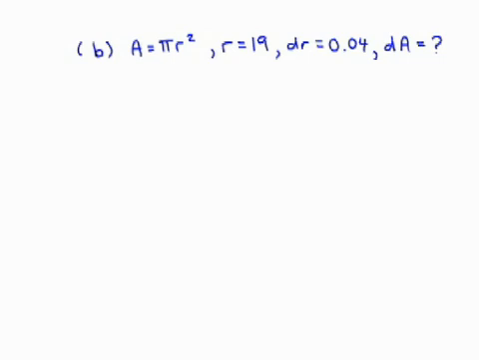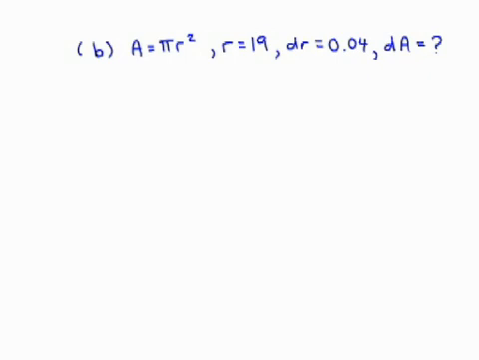In the second part of the question, we've been asked to use differentials to work out that percent error. So we're still dealing with the formula area equals pi r squared. Our radius is 19. Our change in r, or dr, is equal to 0.04. And we are going to use dA as our approximation of delta A.